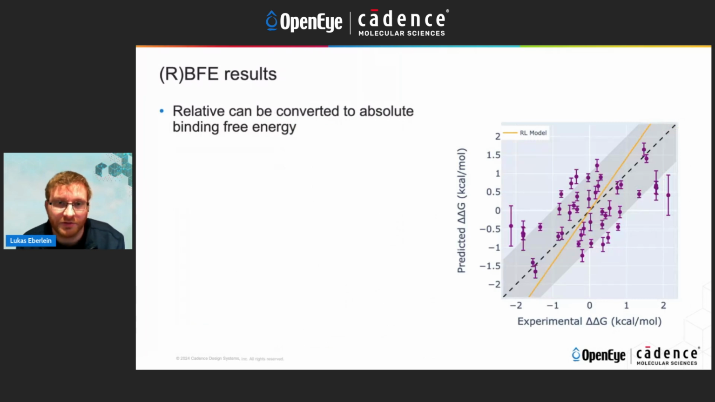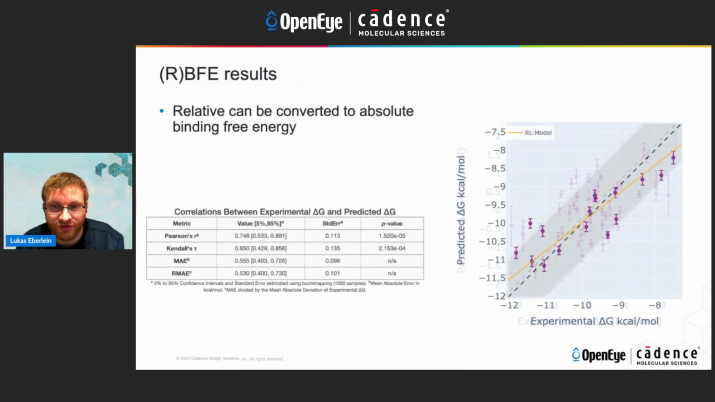This is how a typical result looks. We have the experimental and calculated relative binding free energies for all edges. If we have a fully connected set of relative binding free energies for the edges, we can convert them to per ligand binding free energies.